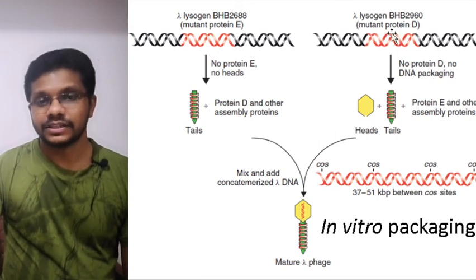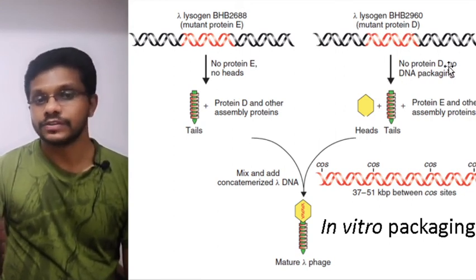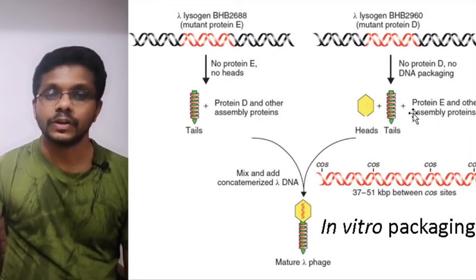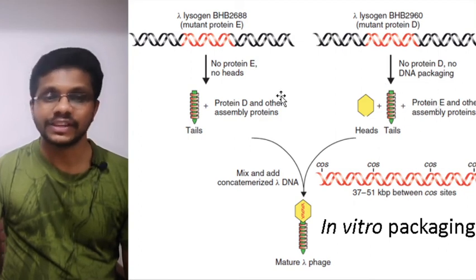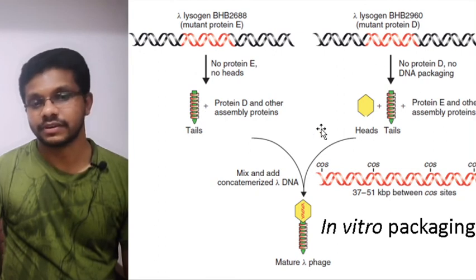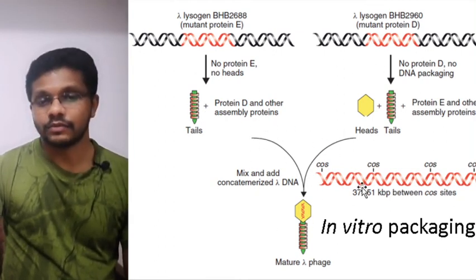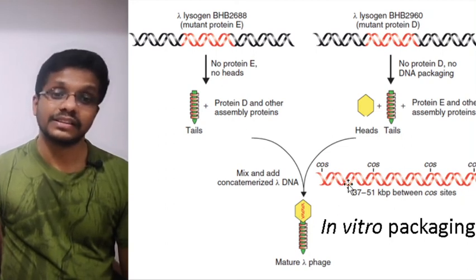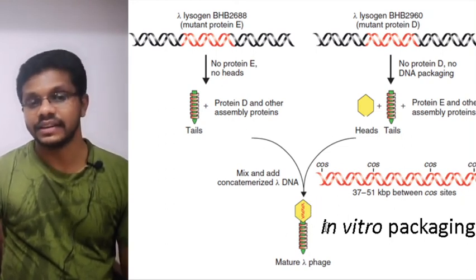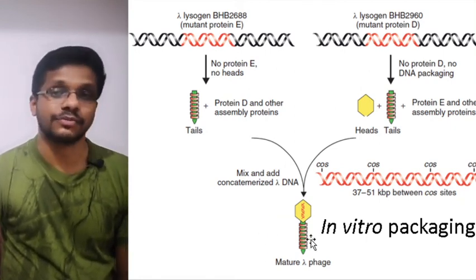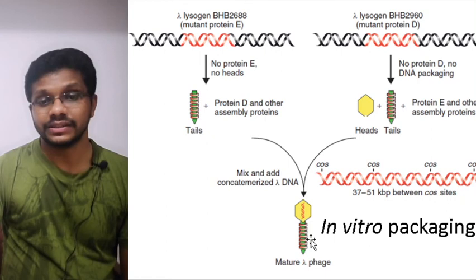The other lysogen is mutant D. It does not produce D protein, so packaging does not happen, but it produces head and tail plus the E protein. So E protein is produced by the D mutant and D protein is produced by the E mutant. You collect these components from each of them and mix them along with the large DNA with cos sites. The DNA gets packaged into the head and a functional virion is produced, because this process does not need the presence of a living cell. You can do it in test tubes.